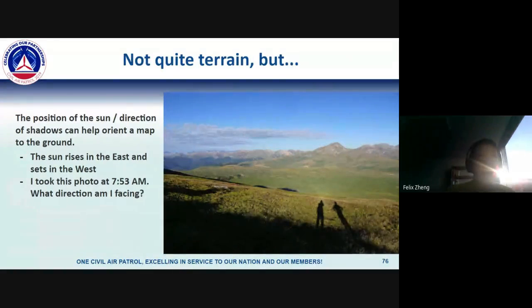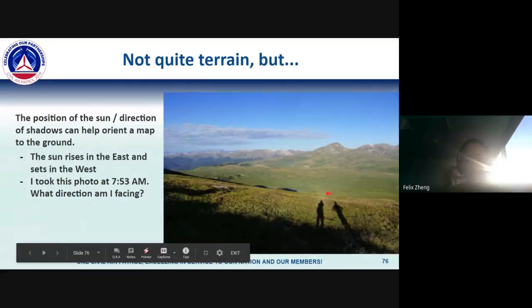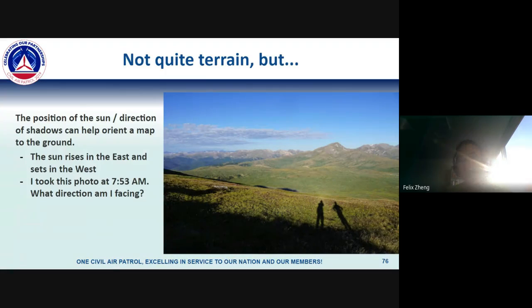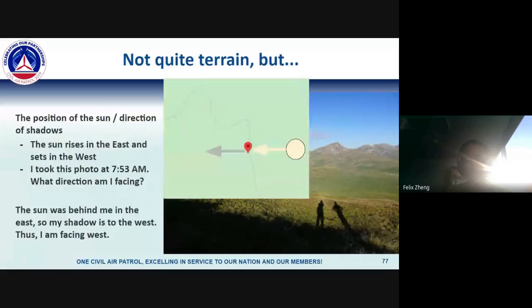Here's another strategy that you can use. This is a picture I took at 7:53 in the morning, and the only information that I have is in front of me, 7:53 in the morning. You can identify which way I'm facing based on this picture, because we know the sun rises in the east and sets in the west, so your shadow in the morning is going to go towards the west. So you can see my shadow right here, and I think my dad right there to the right of me is facing towards the west.